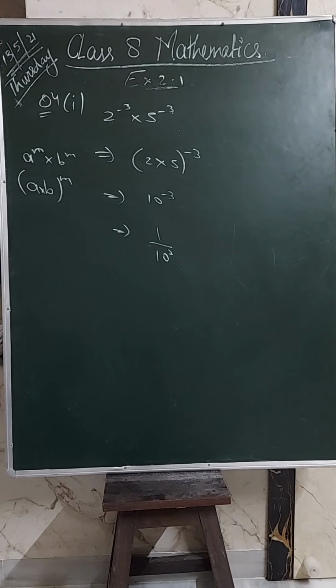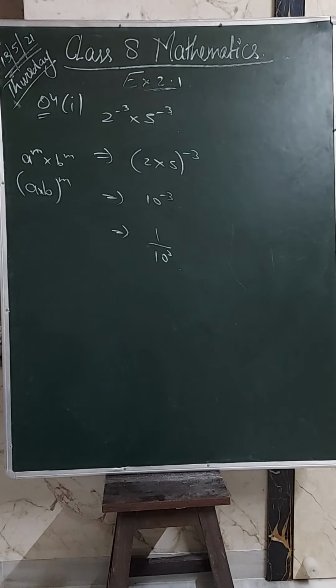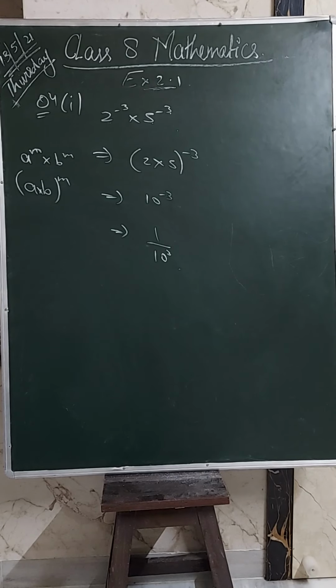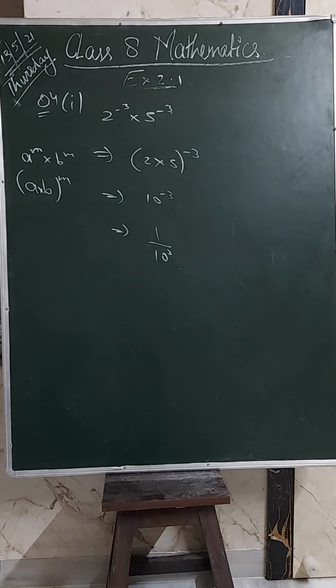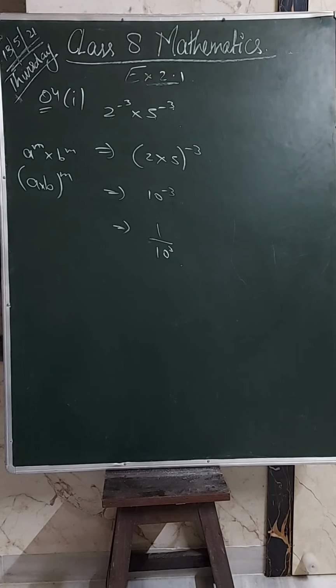Now second one, same part. Second part is your homework. 11^-5 into 3^-5. That 11 into 3 is 33. 33^-5. So we can write 1 upon 33^5. Very easy question. C1 I will do. C1 is a little bit tough also.